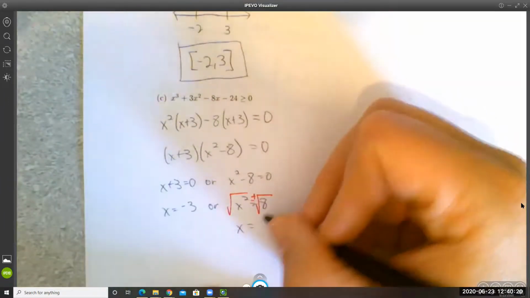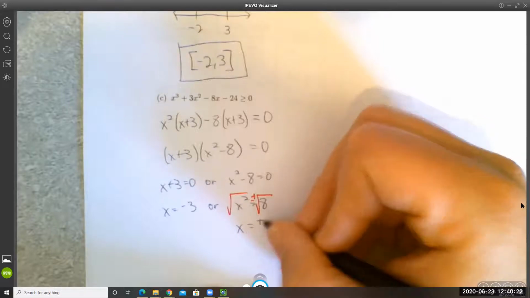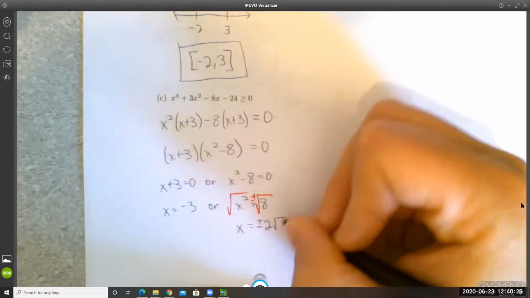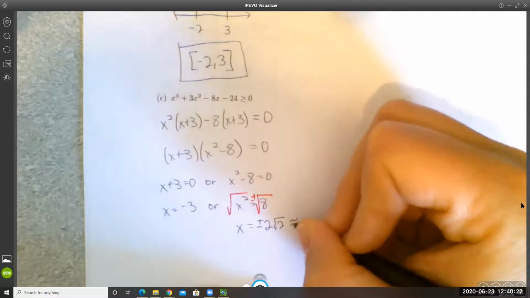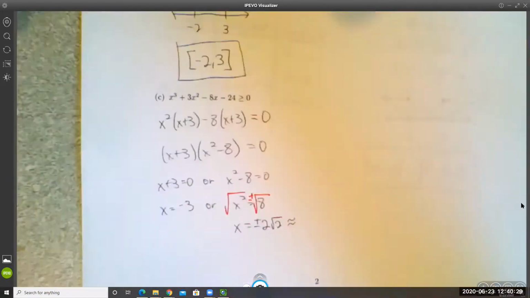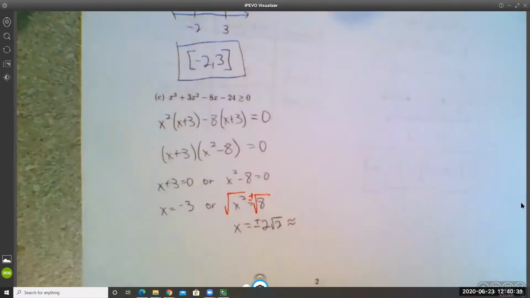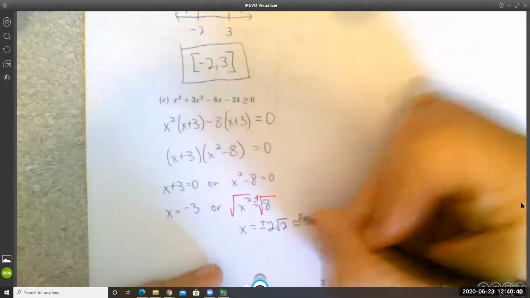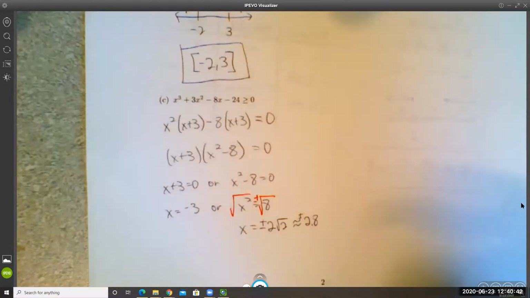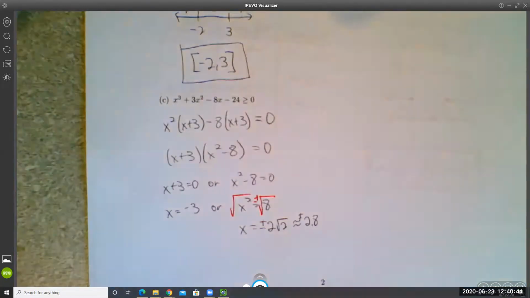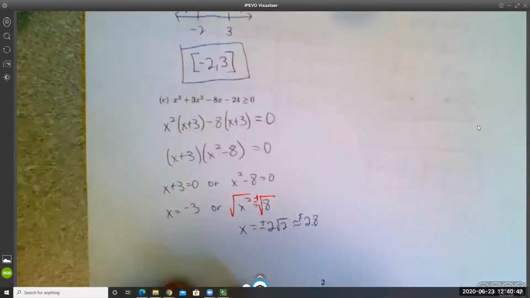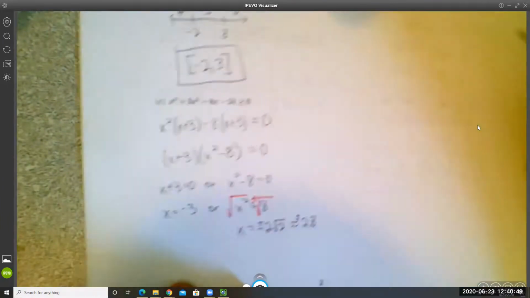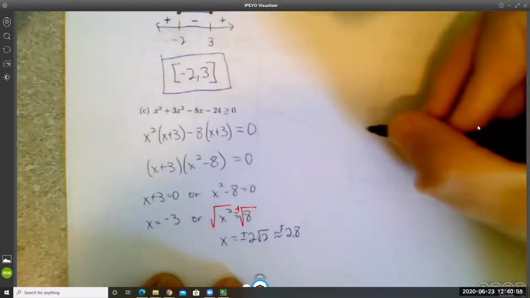So the square root of 8 is 2 root 2. So this is plus or minus 2 root 2, which is about 2.8. Square root of 8 is about 2.8. Plus or minus, of course. Okay, so let's plot those now on our number line.